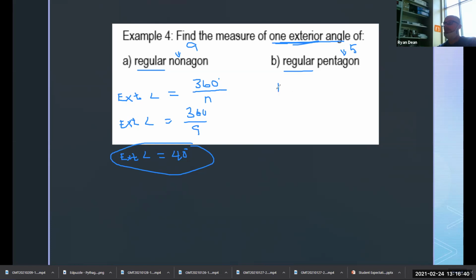Okay, with the regular pentagon, we use the same formula. And your answer, I'll let you tell me, is going to be 72 degrees. 360 divided by 5 gives us 72.